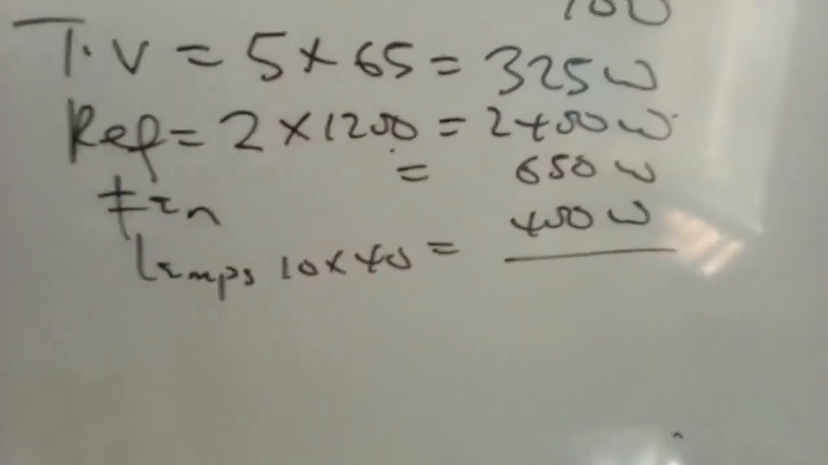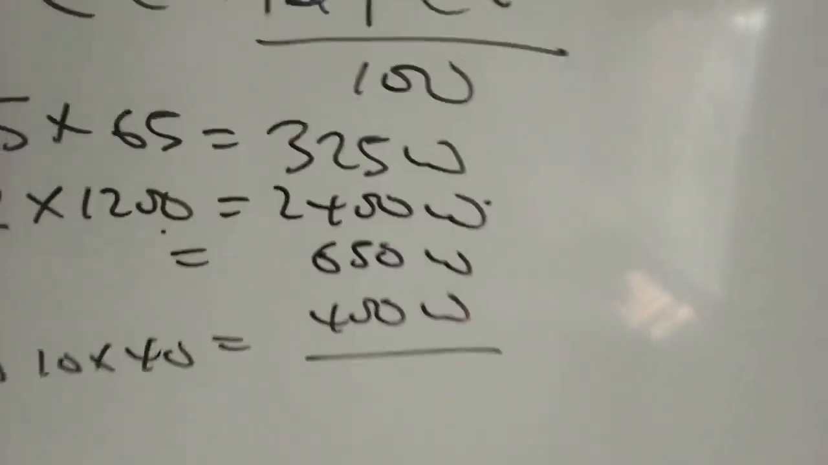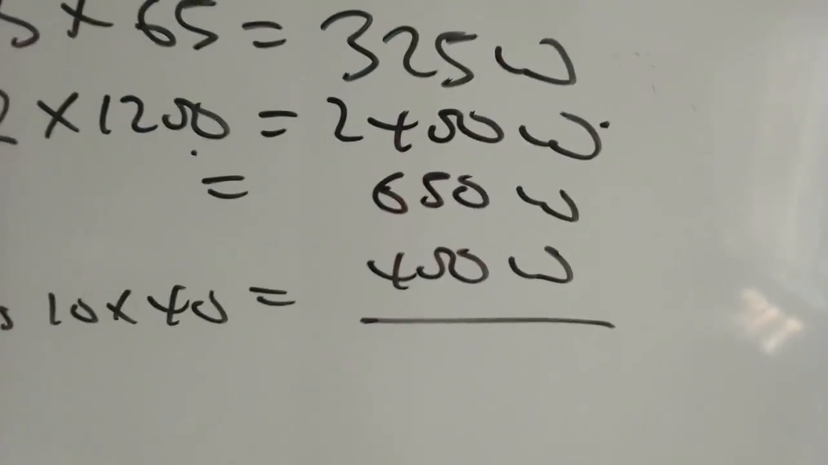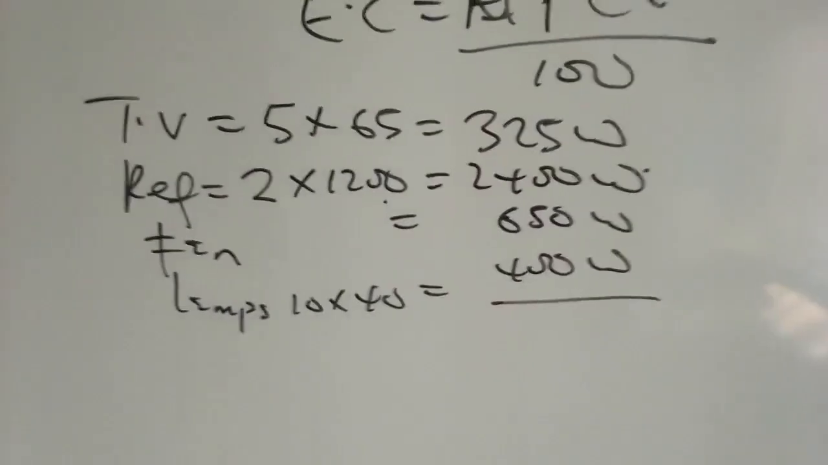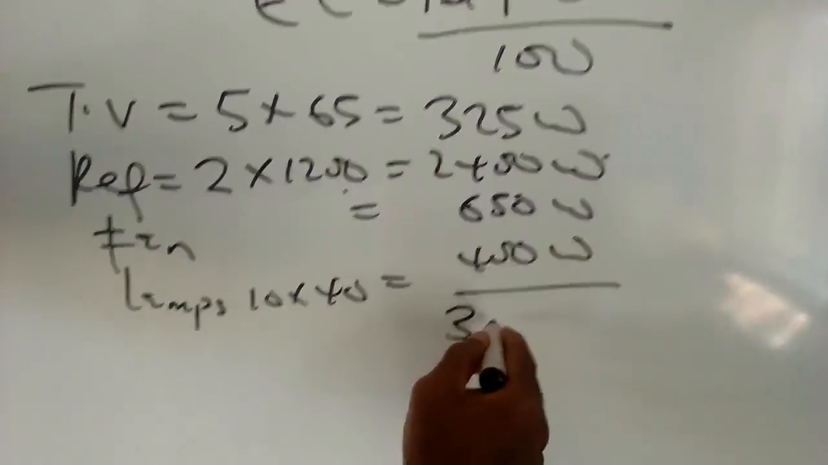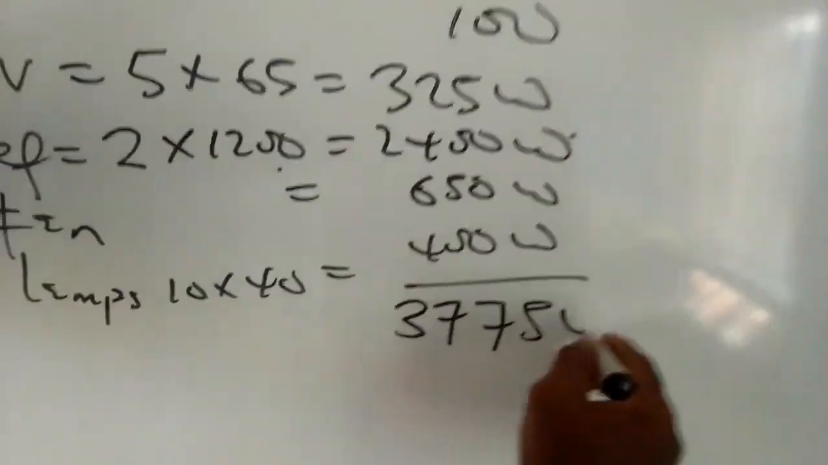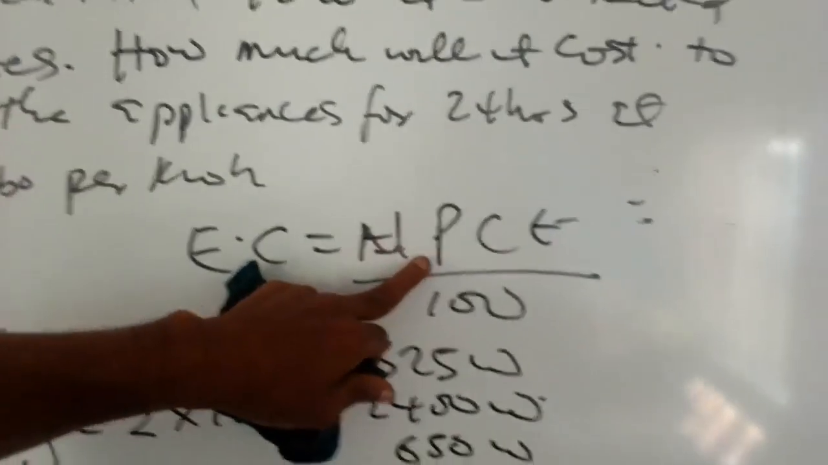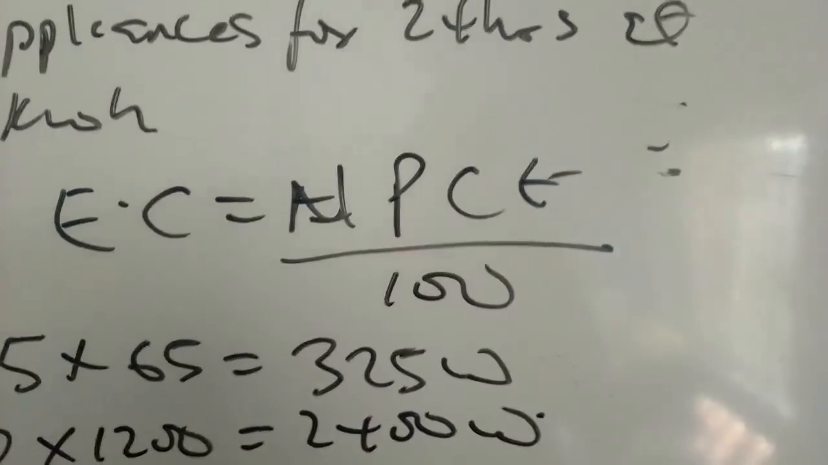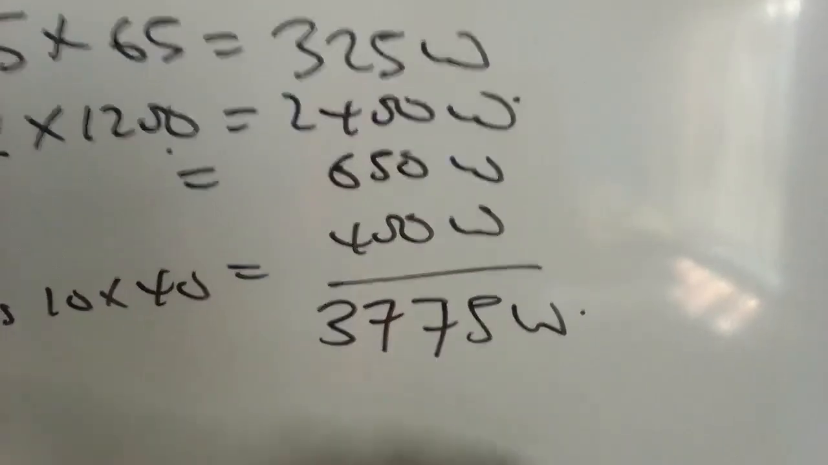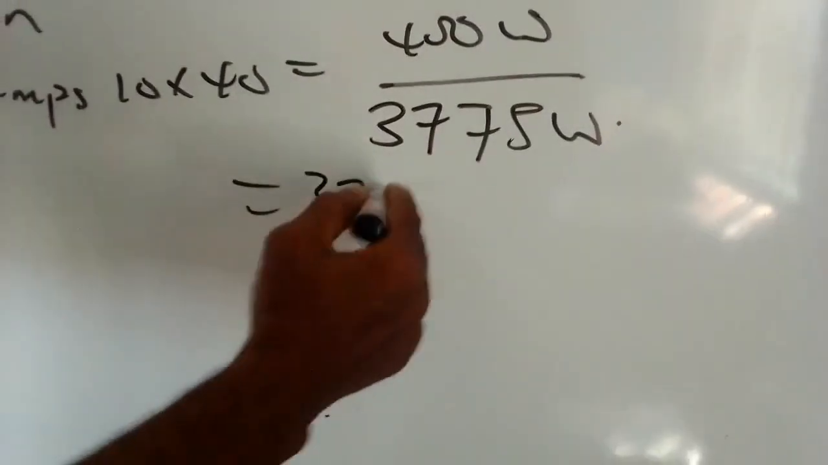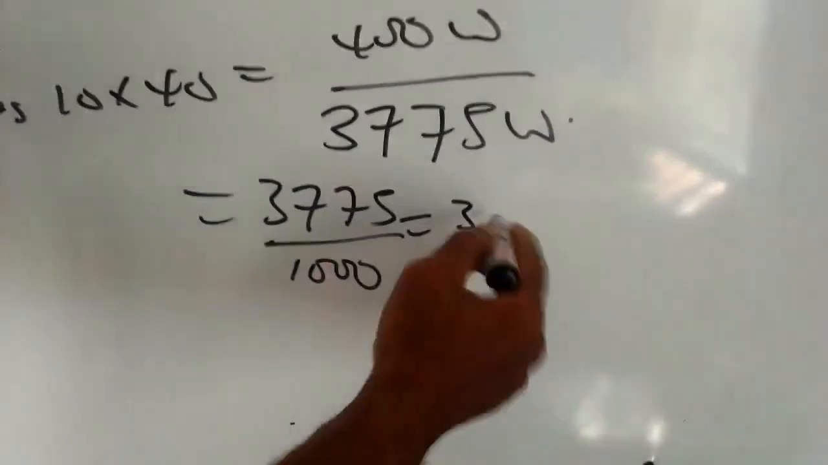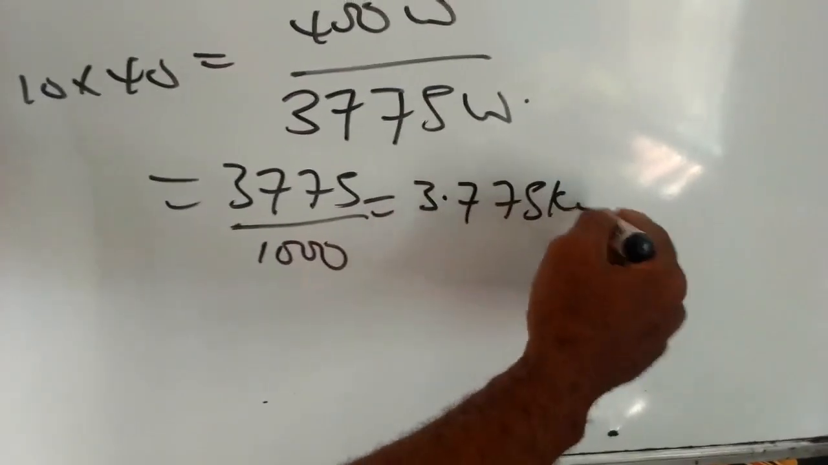If you add the powers together to get the total power from the appliances, added together we will have 3,775 watts. So that represents our power. But in this formula, we say that our power should be in kilowatts. So we have to divide this by 1,000 to convert to kilowatts. That would be 3,775 over 1,000. That gives us 3.775 kilowatts.